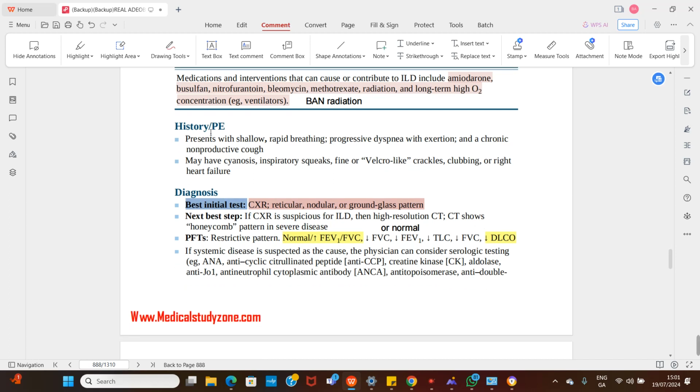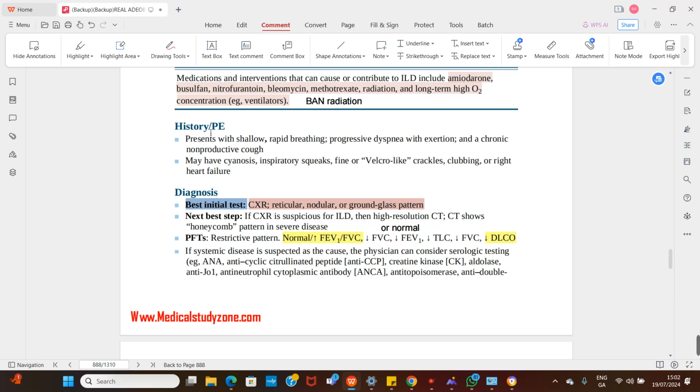So what are those things you are going to see in your history that's going to help you? Once you see someone that is coughing and the cough is non-productive, have ILD at the back of your mind. Once you see that the breathing is shallow, have ILD at the back of your mind. They're having dyspnea on exertion, have ILD at the back of your mind. If you do your examination and you are hearing inspiratory squeaks or crackles, in fact, that's what you need. Inspiratory crackles, you can be sure that what you are working with is ILD.